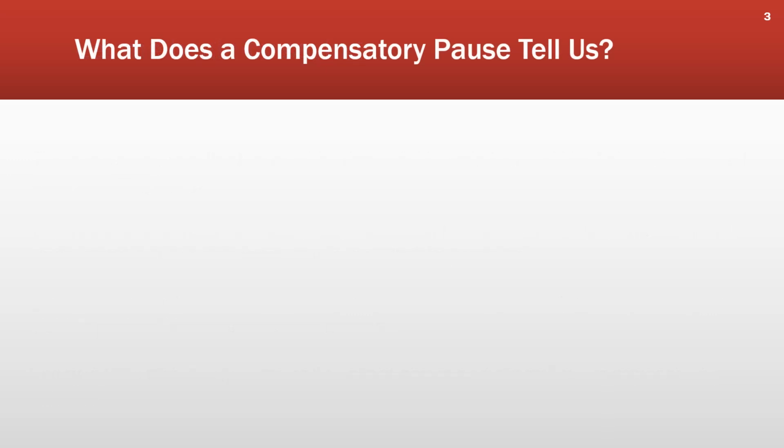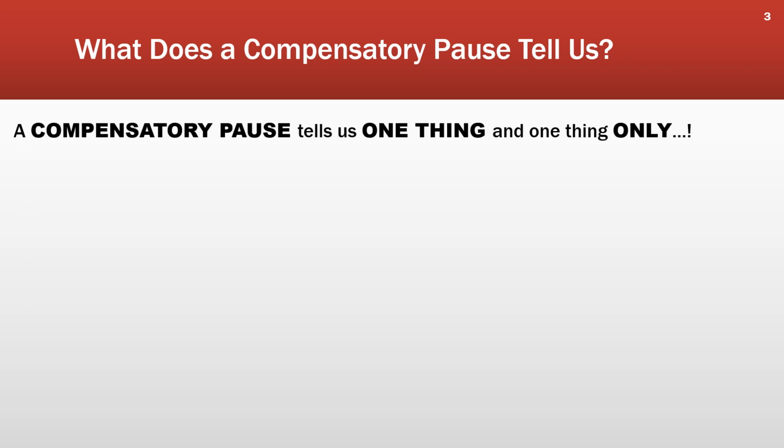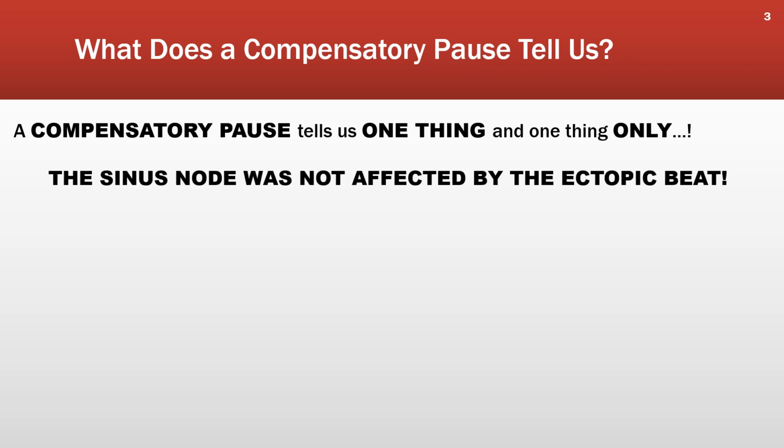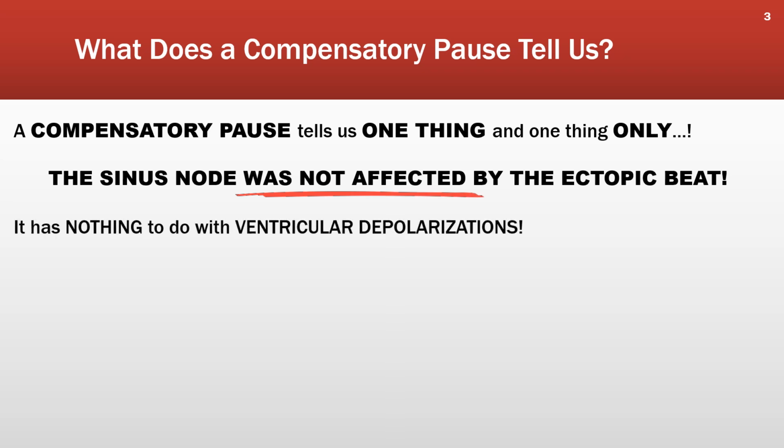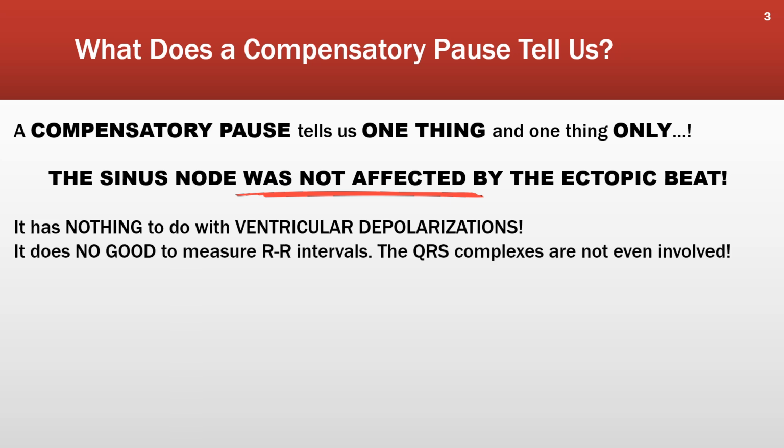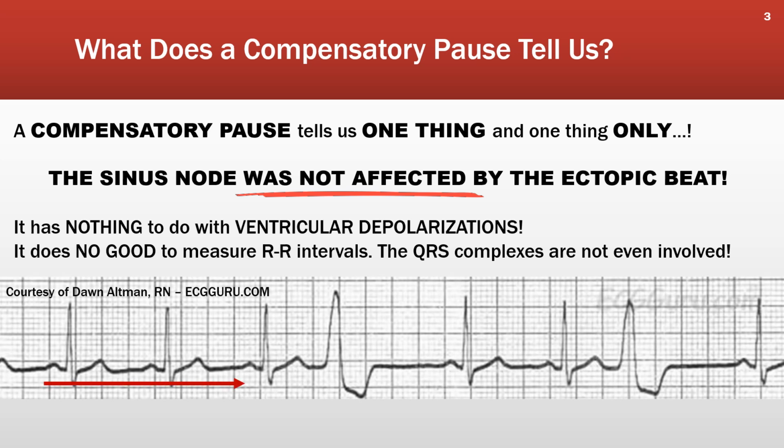Okay, so what does a compensatory pause tell us? A compensatory pause tells us one thing and one thing only. The sinus node was not affected by the ectopic beat in question. It was not affected. It has nothing to do with ventricular depolarizations. It does no good to measure RR intervals. The QRS complexes are not even involved.